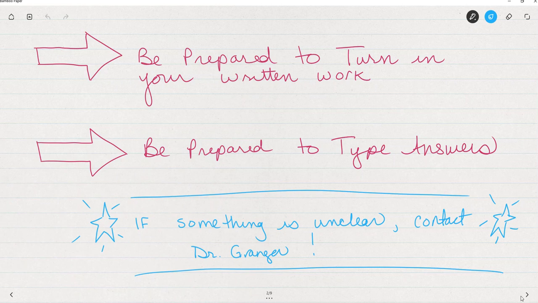I do want to encourage you to write out your work for each of the 10 problems, and that work will be turned in for a grade. You'll also have the opportunity to type in your answers, and when you type in your answers, you'll get additional credit towards your grade for that.